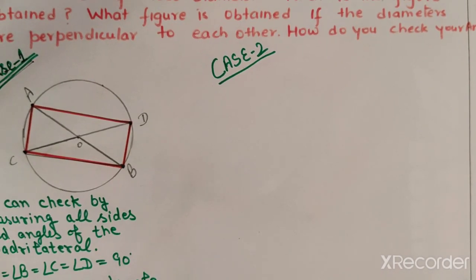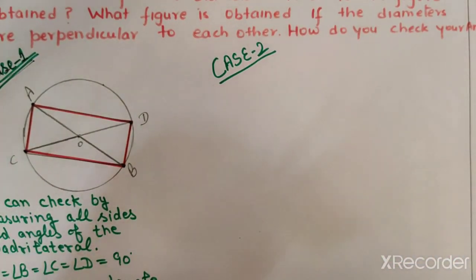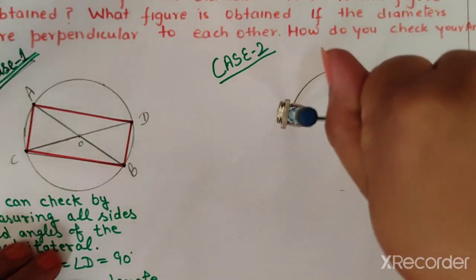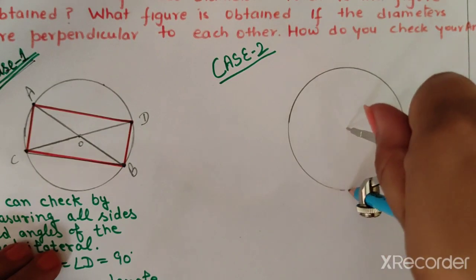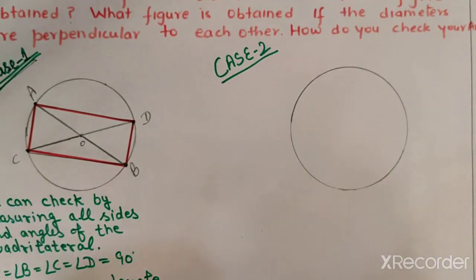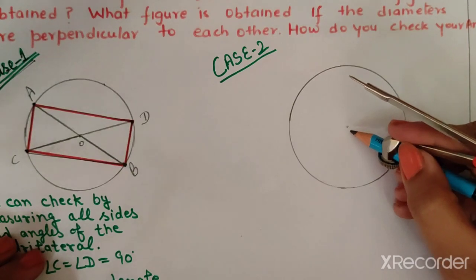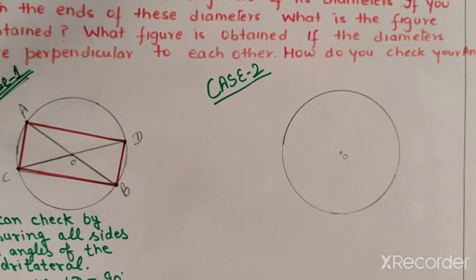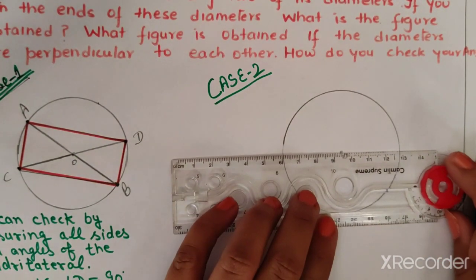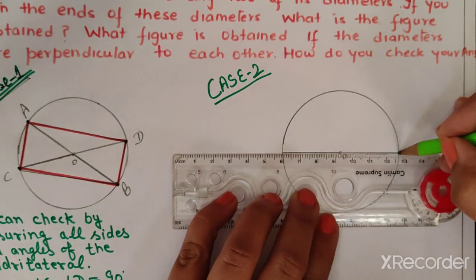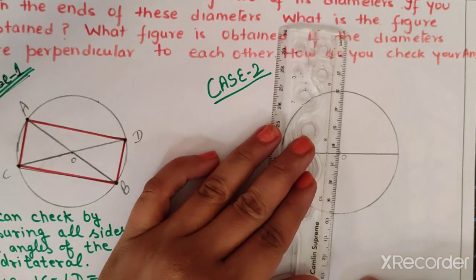Now for case 2, again what will we do? We will again draw a circle, and this time we have to do one thing with the diameters. The two diameters which we have drawn should be of 90 degree. They should be perpendicular to each other. So let's draw the diameters. I'm going to draw a vertical diameter, and I am going to draw a horizontal diameter.